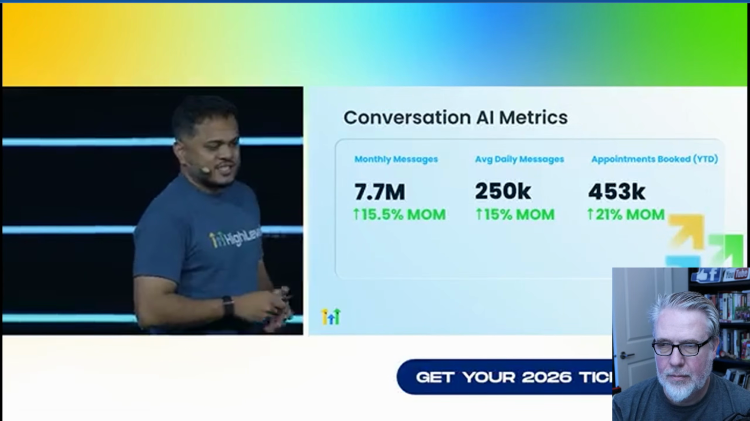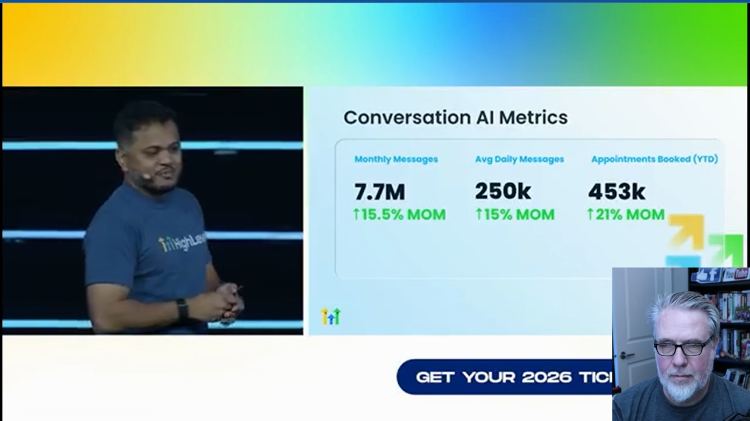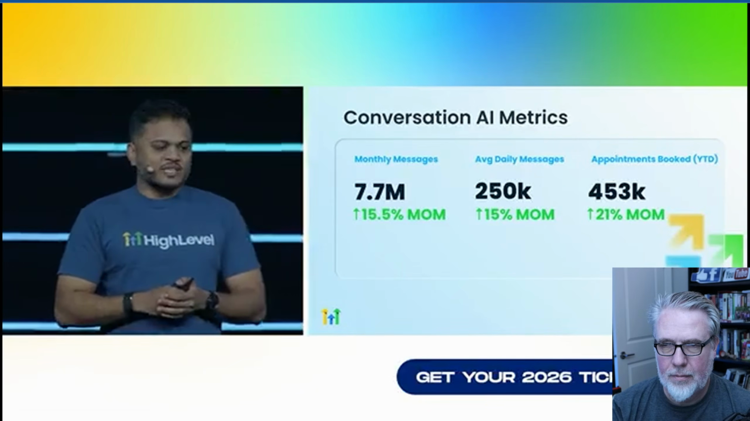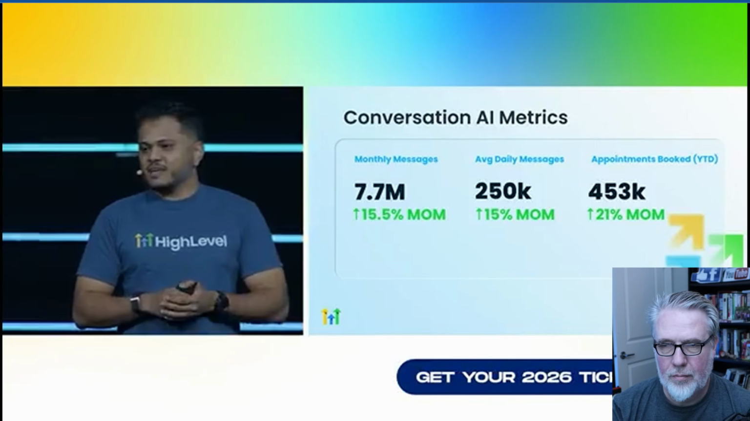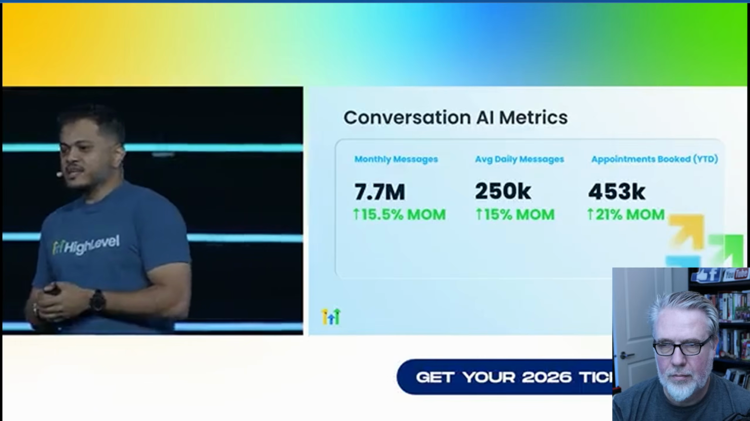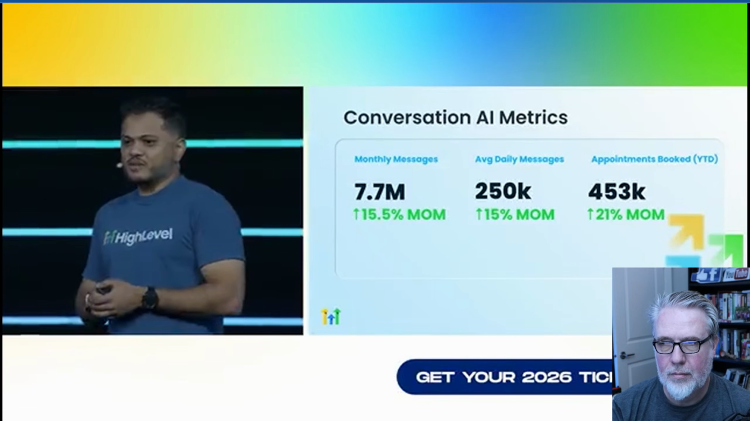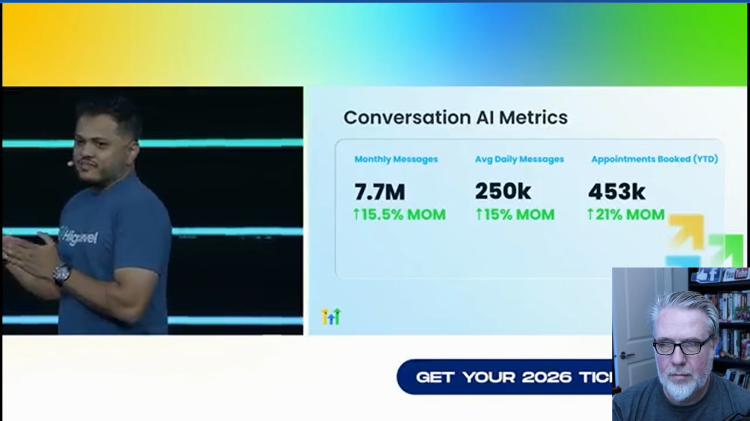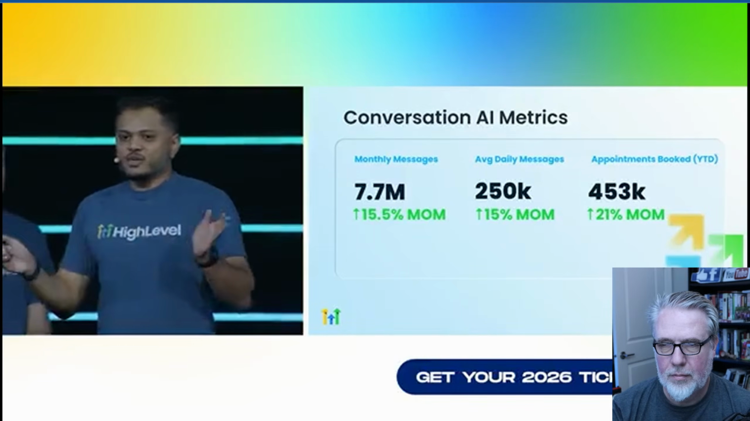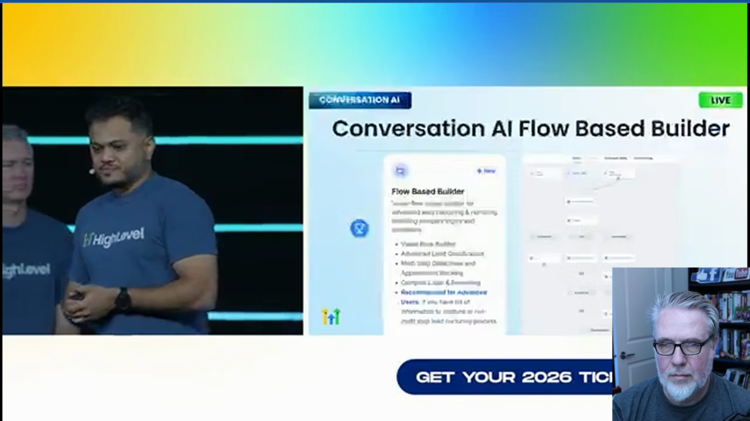So today, our Conversation AI processes 7.7 million messages. So that's a lot of messages. And on average, every day it processes 250,000 messages, and 453,000 appointments. That's a lot of appointments that Conversation AI books. So this is a very, very mature system. There is no guesswork over here at all.